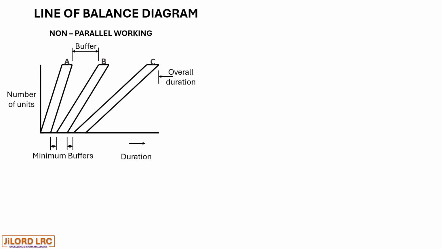And the bars we see as A, B, C represent operations in sequence. The gap between one operation sequence and the other is called a buffer. And the end of the operation for the entire project would represent the overall duration for that project.